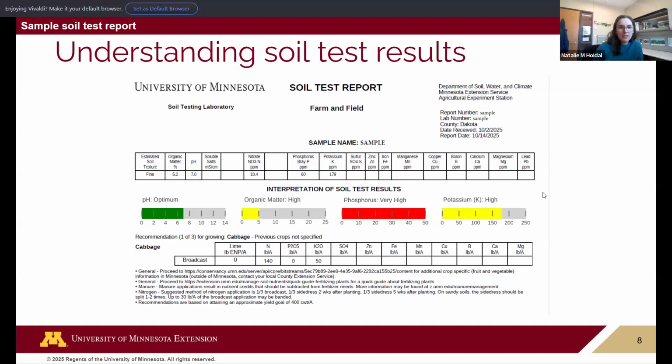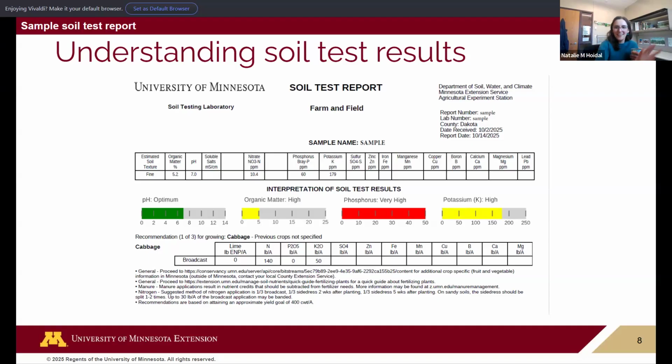Once I go through this, I'll show some examples from other labs. You can totally use a private lab as well. You don't have to use the University of Minnesota. What I like about the University of Minnesota is that the recommendations are really, really specifically targeted to Minnesota soils.